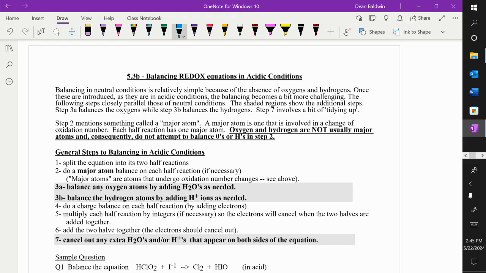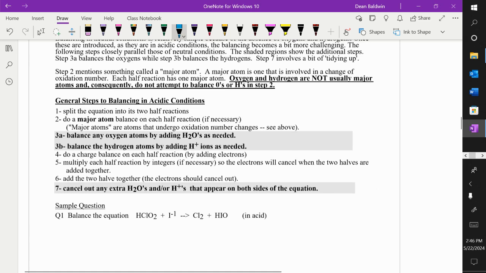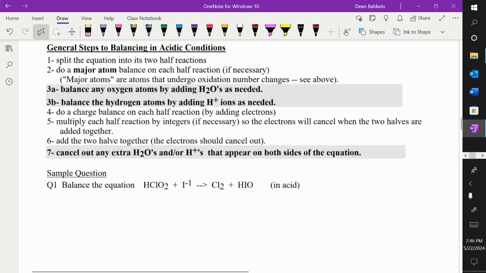3b, balancing in acidic conditions. So most reactions don't occur in neutral conditions. If they did, it would be nice and simple, but they don't. If it's in water or anything like that, it's acidic or it's basic, and you have oxygen and hydrogen, and that complicates things a little bit. So there's a couple of extra steps that we need to go through when we're doing this.